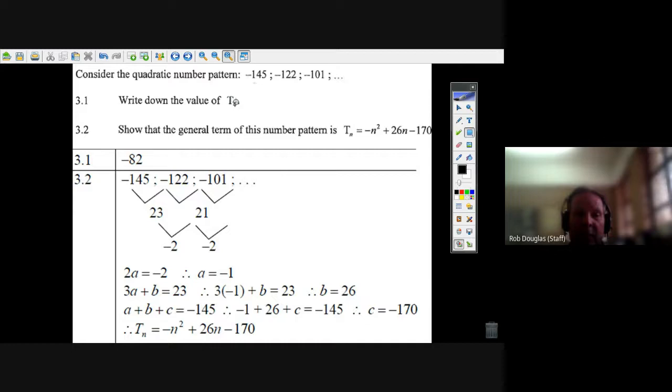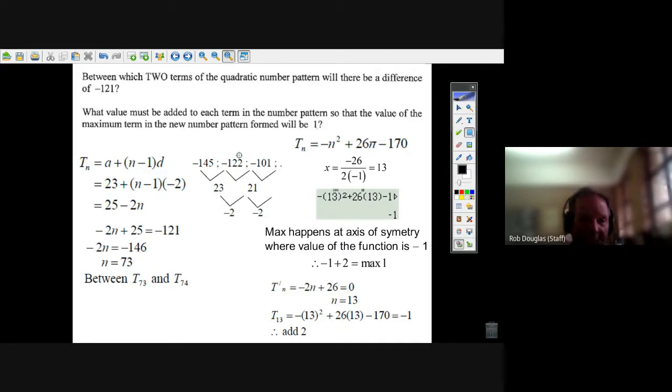Well, what is the fourth term going to be? We know it goes up by 23, then it goes up by 21. We must go minus 101, and then we must add 19. The next difference is going to be 19, and that's how we get minus 82. That's our answer. Okay, let's try the next question here.